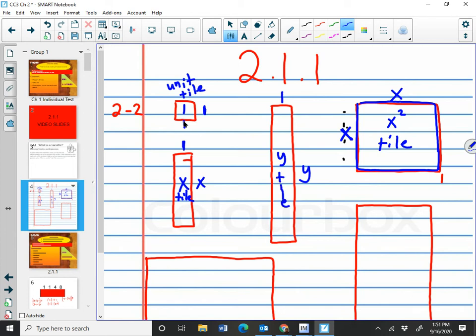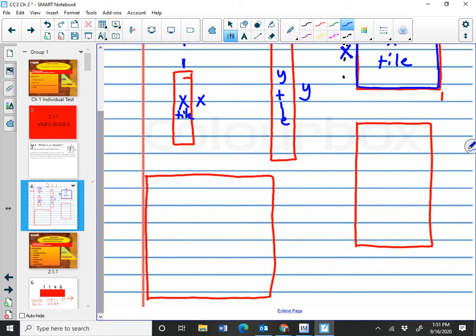Writing down y tile, not with an I and an L. That did not work out well. Y tile. Why? Because I told you to. If that's the y tile, then we can assume this side is y and this side is y. Therefore, this is a y squared tile, because y times y is y squared.